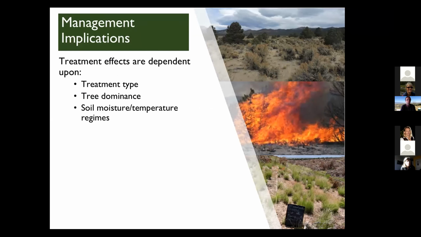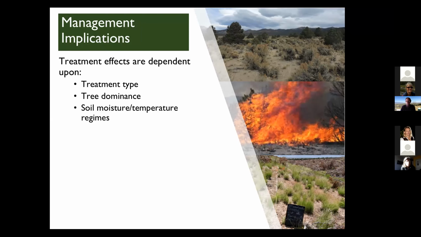So what does this mean for management? So treatment effects were not the same across the board, obviously, and they depended upon treatment type, tree dominance, as well as soil temperature and moisture regimes. And then as we saw, different functional groups and different species within those functional groups are responding differently. So it's really important to think about what your management objectives are in these particular treatments across these gradients.